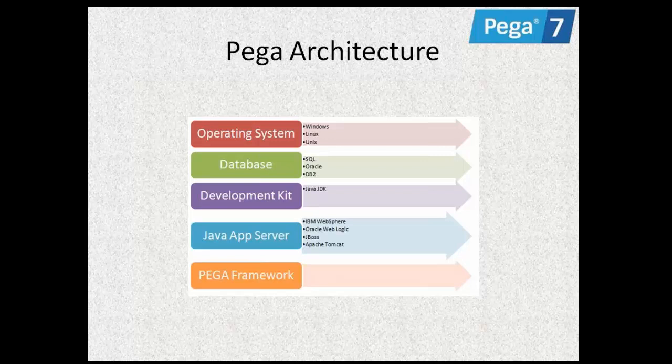So this is the architecture. Pega works on one operating system. Normally, most of the time we will work on Windows only. It also supports Linux and Unix, and databases. Pega supports all the databases, guys, like SQL, Oracle, DB2.